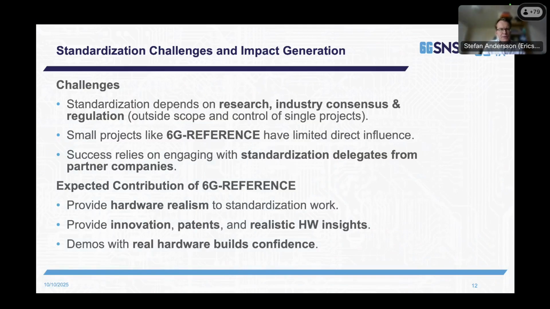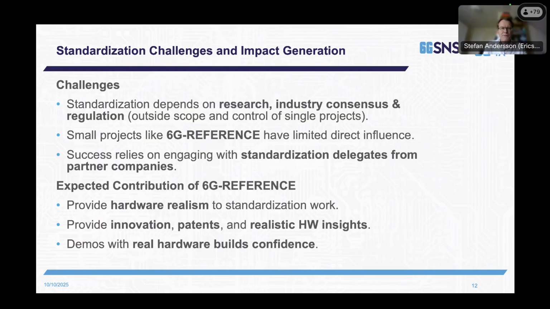So I will talk about the standardization challenges that we've seen in those projects and also how we intend to generate impact from our side. Starting with the challenges, I'm sure you all know that standardization doesn't only depend on the excellent research we all do in those EU projects, but it's also very much about industry consensus and regulation. And that's very much outside the scope and control of those single projects. And that's what we must have in mind.